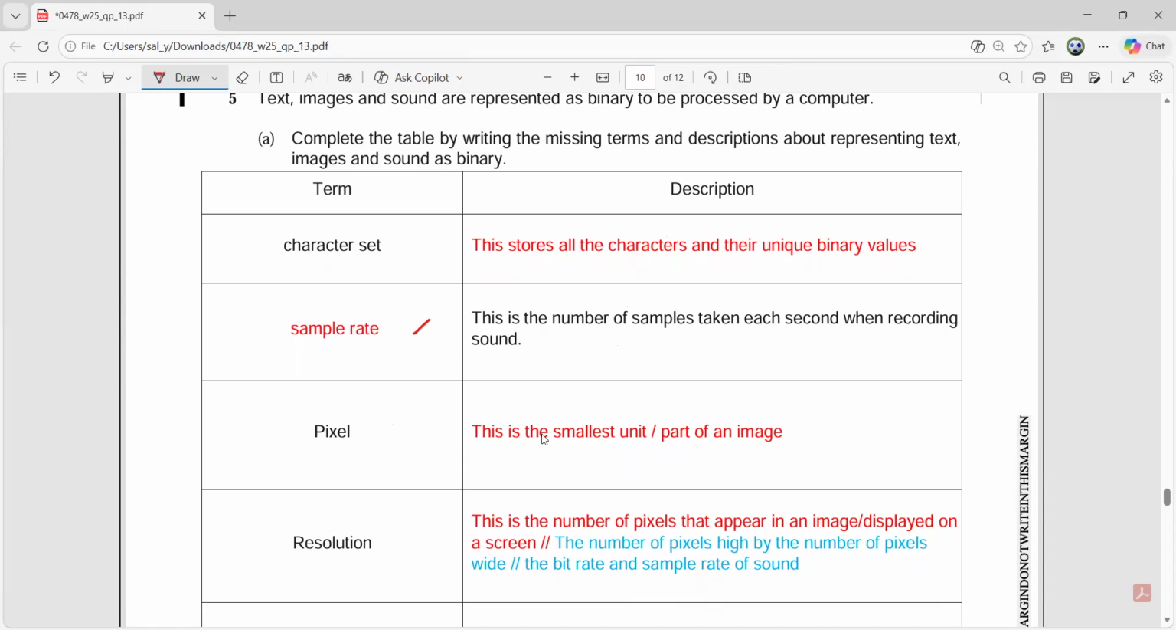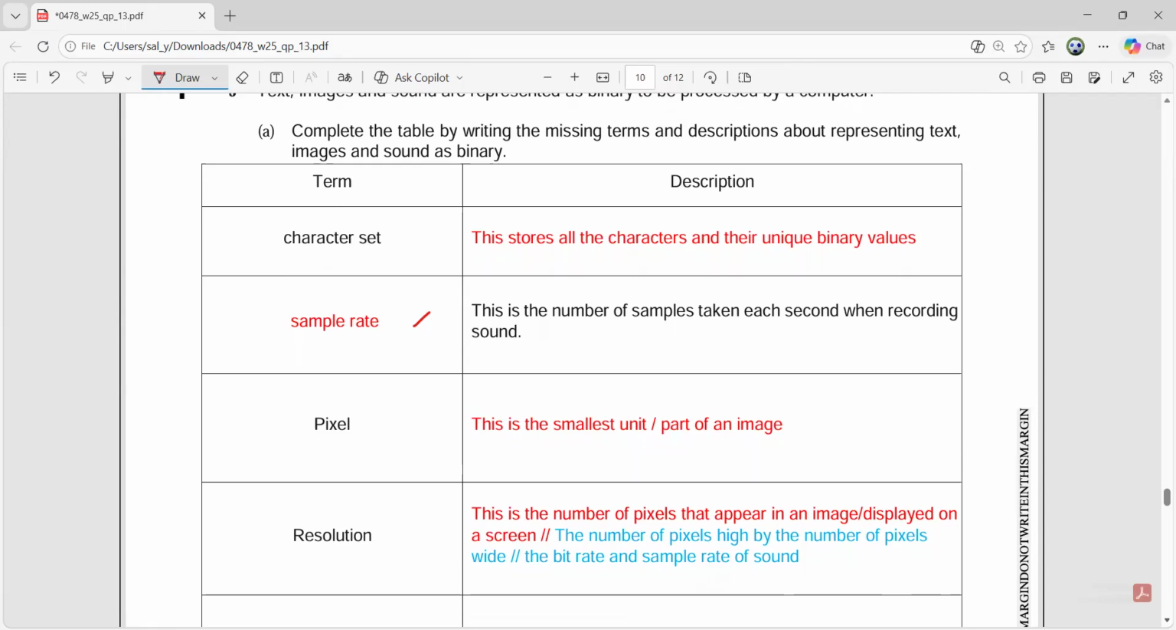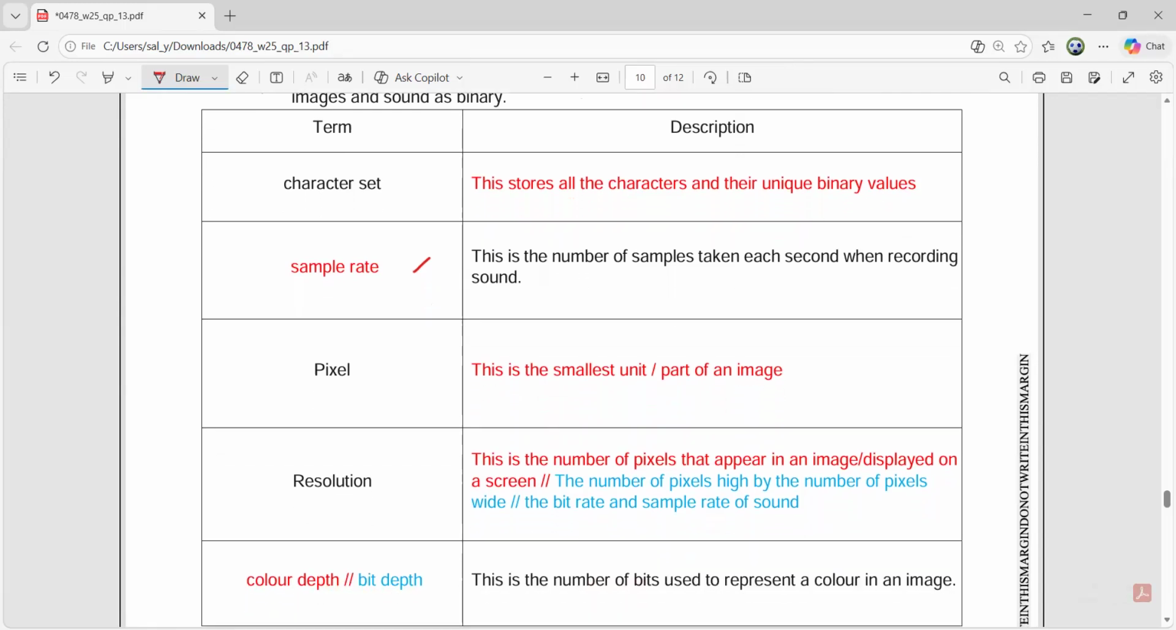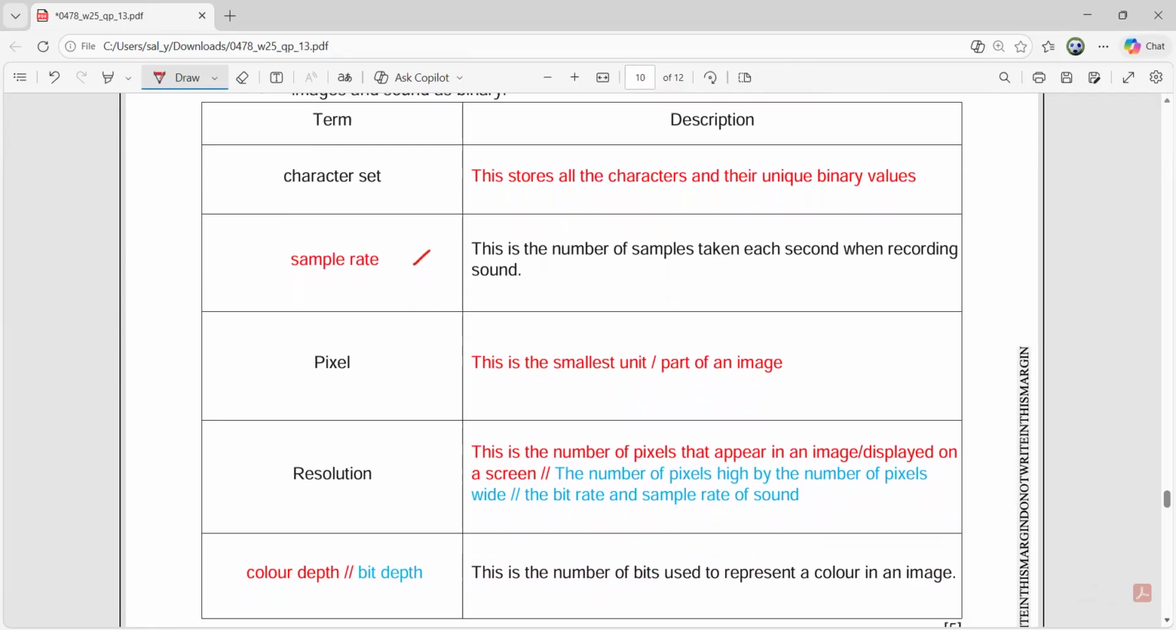Pixel, the smallest unit or part of an image. The full form is picture element, and the smallest unit or part of an image will again give you 1 mark. For resolution, what the child can write, the number of pixels that appear in an image or the number of pixels that are displayed on a screen, that is going to be resolution, or the number of pixels high by the number of pixels wide, or the child can write the bit rate and the sample rate of sound. This will give him 1 out of 1.